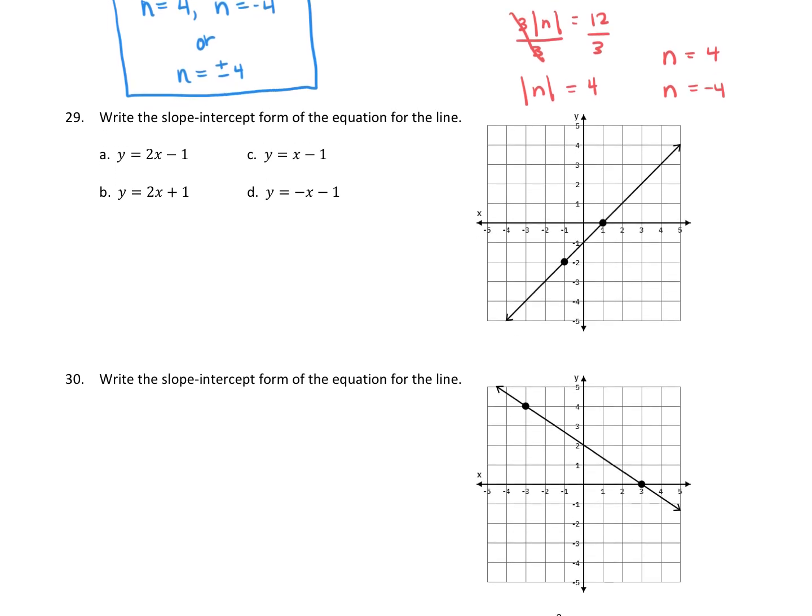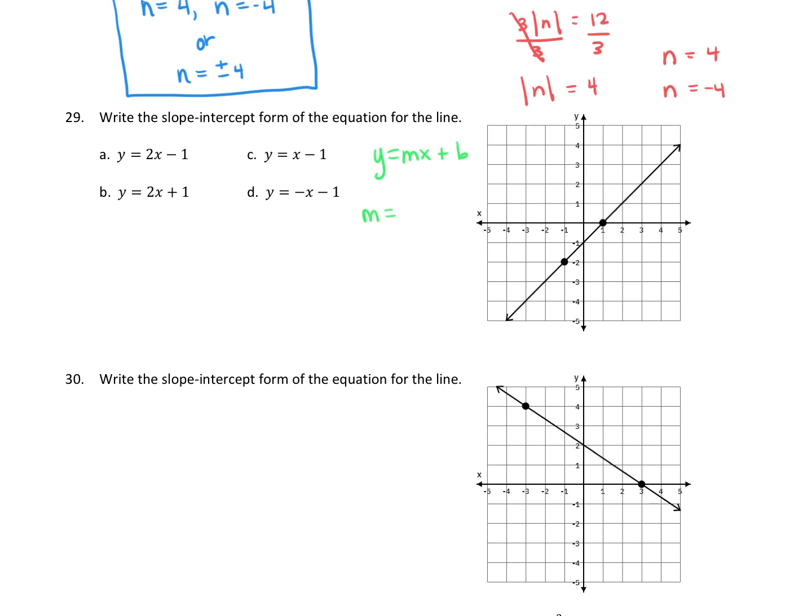All right, number 29, write the slope-intercept form of the equation for the line. So just a reminder, slope-intercept form is y equals mx plus b. And if we look at our multiple choice options, we can see those are all in slope-intercept form. So if you're looking at a graph, you just need to identify the slope and the y-intercept. So let's start with our slope.